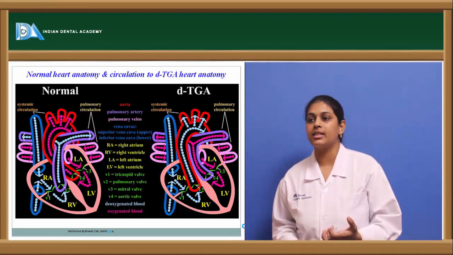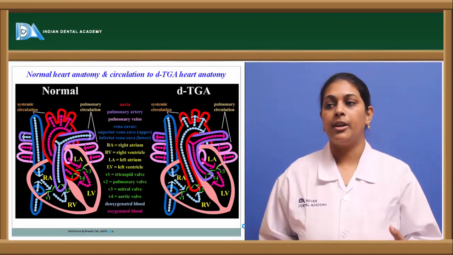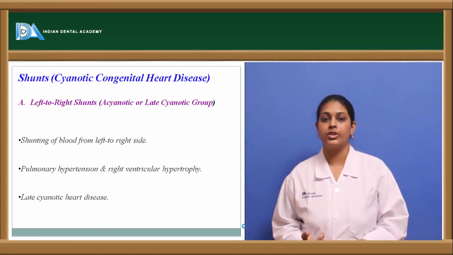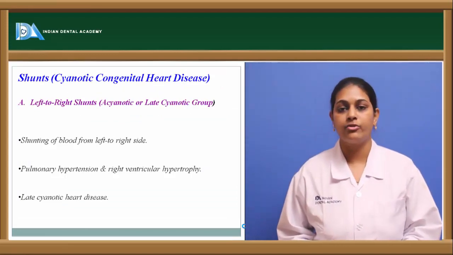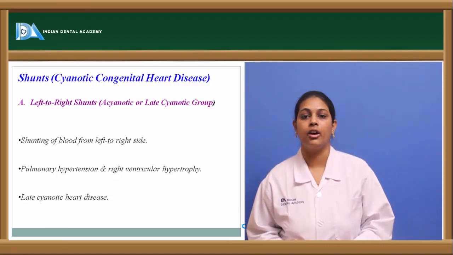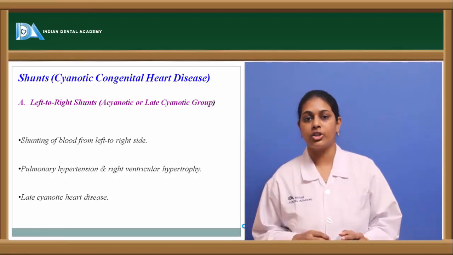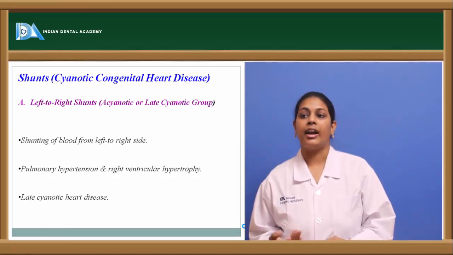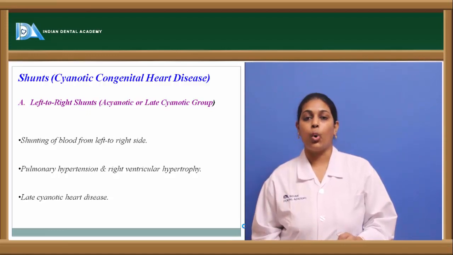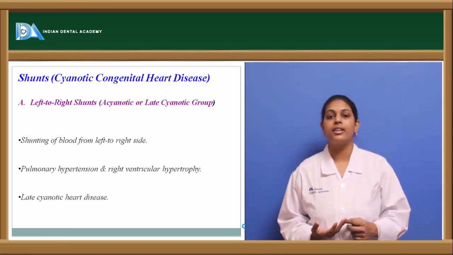So this is what the picture explains, that is, the blood flow being the vice versa of the normal blood flow. Coming to the shunts, which result in cyanosis, there are left to right shunts, which might result in an acyanotic, otherwise late cyanotic group. Most commonly, when there is a shunt from left to right, it means there is pumping of the blood from the left to the right side. Because of this, there is an overload increased on the right side, and this overload in turn causes pulmonary hypertension, that is, increase in the blood pressure within the lungs.